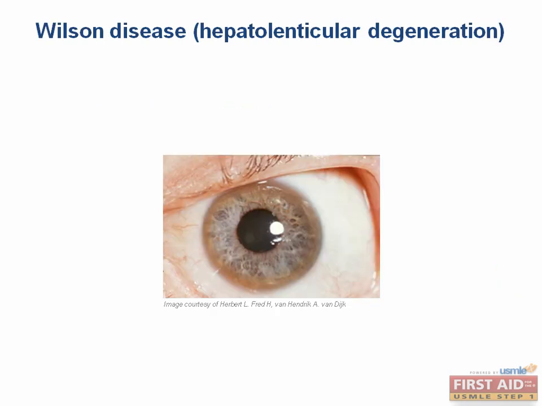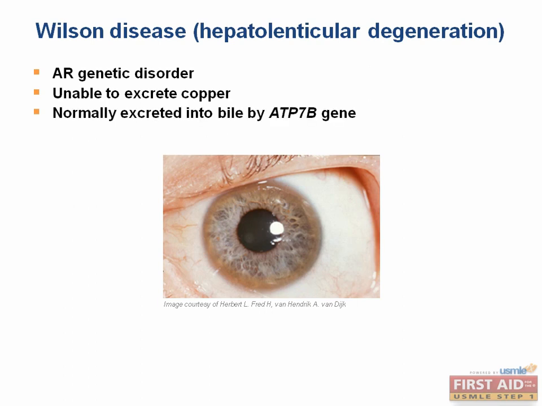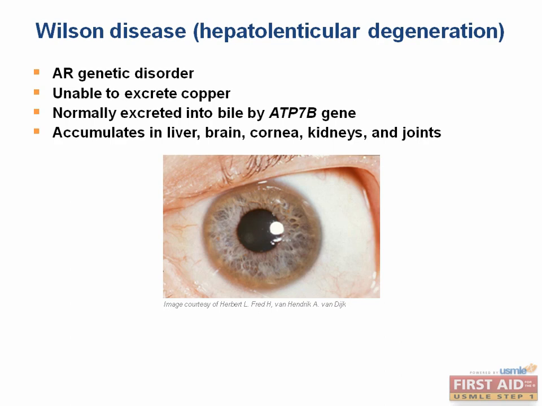Another important function of the liver is to excrete copper into the bile. Wilson disease is an autosomal recessive disorder where the excretion of copper is inadequate, and the copper is unable to enter the circulation bound to ceruloplasmin. Copper is normally excreted into the bile by the ATP7B gene. Where does copper accumulate if not excreted properly? Well, it accumulates in the liver, brain, cornea, kidneys, and joints.